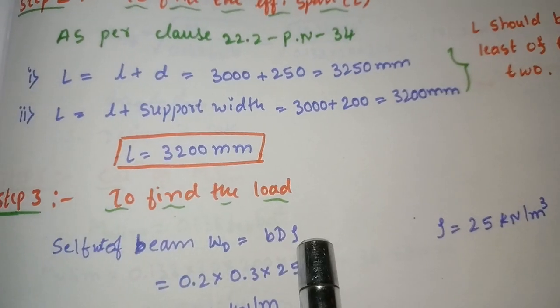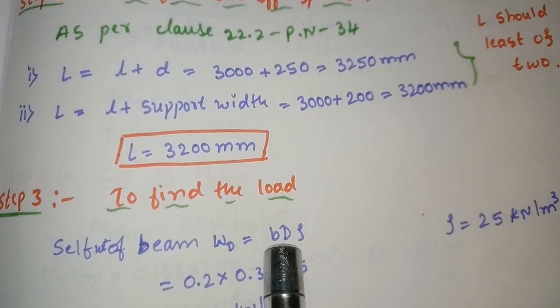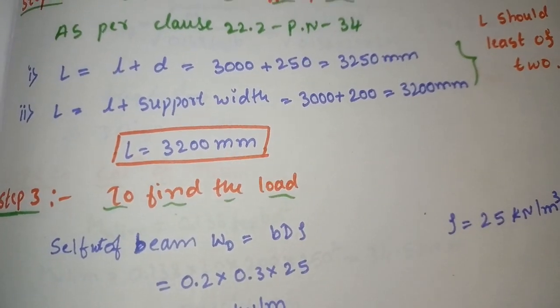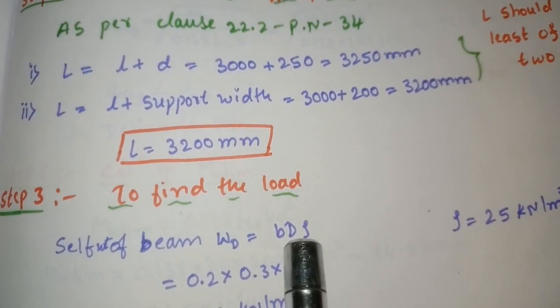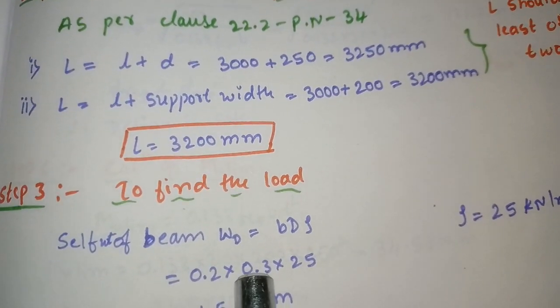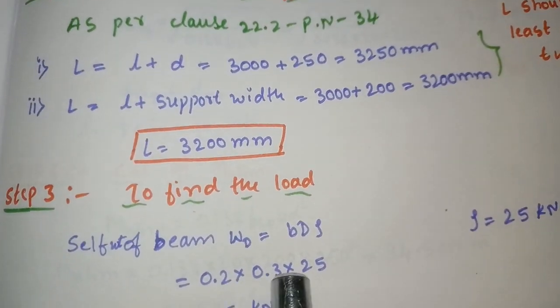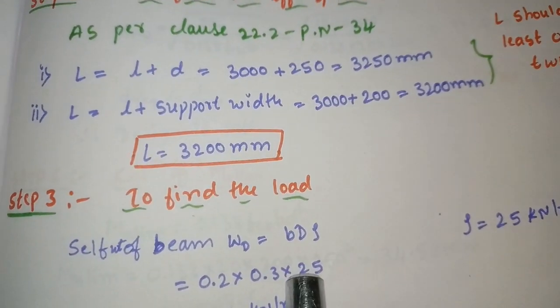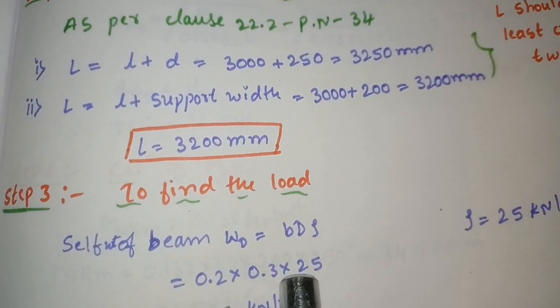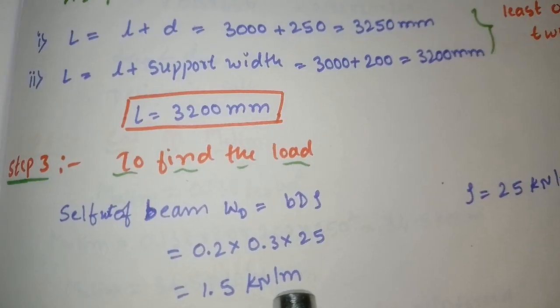So substitute all the values. Our B value, the width we have got, is 200 mm, which is nothing but 0.2 meter. And our overall depth we got is 300 mm, which is nothing but 0.3 meter. So rho is 25. Substitute all the values. After simplifying, we'll get our value as 1.5 kilonewton per meter.